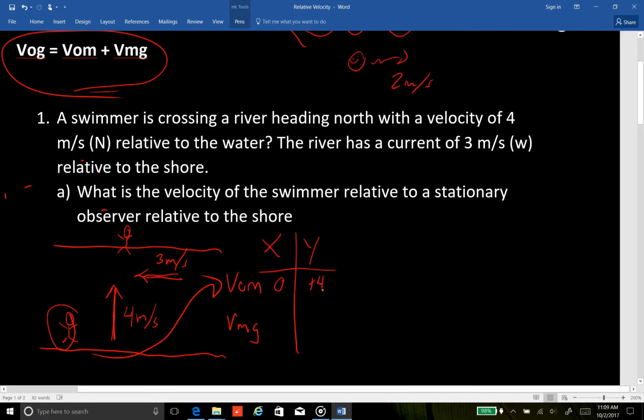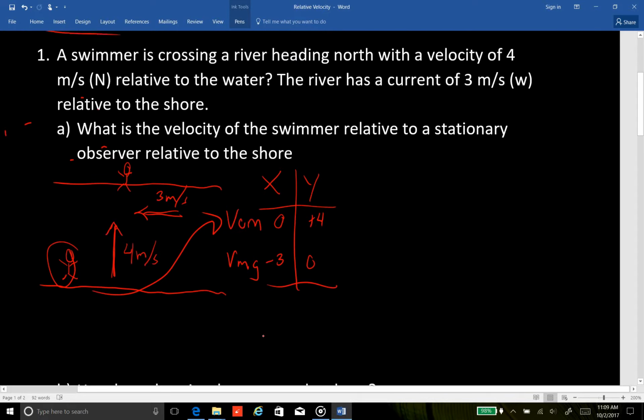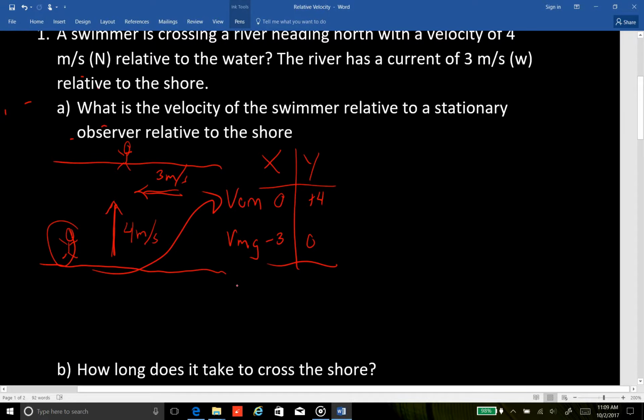No, right? Now look at the current. So I would give it -3 because it's west, and 0 because it's neither north nor south, right? Now when I add these two vectors up, or these components up, I get my velocity of my object relative to the ground. And let's see if it makes sense, okay?